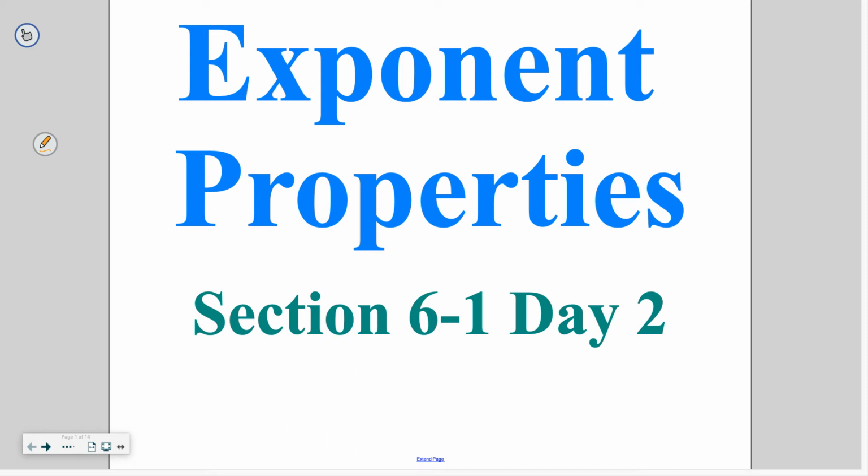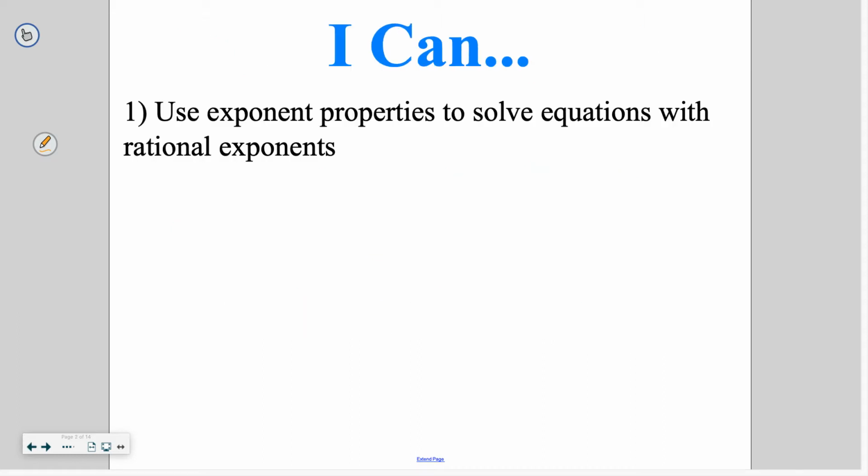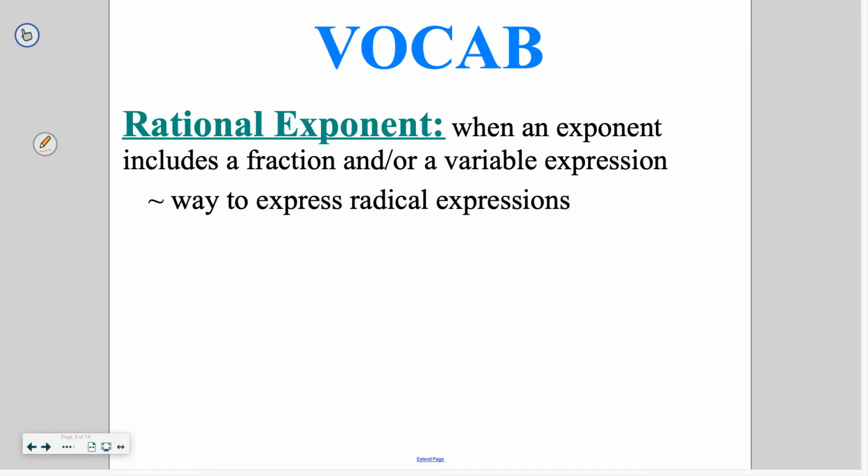Hello class, and welcome to this second day of section 6.1, which is going to cover some more rules of exponent properties. By the end of today's lesson, you will be able to use the exponent properties to solve equations with rational exponents. So what do I mean by rational exponents? These are exponent values that include a fraction and or a variable expression.